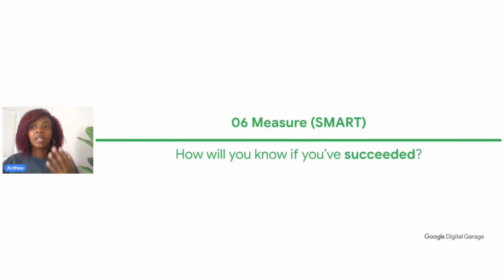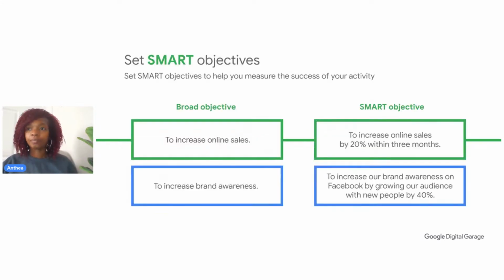And then lastly, how do you know if you succeeded? It's all about being very smart about the objectives that you set. So a broad objective is increase online sales. Okay, so I have one sale this year. Is that good for my business? Probably not, unless that one sale gives me enough revenue for my business for a year. But that's highly unlikely. So let's get a bit smarter about this. I want to increase online sales by 20% within 3 months.